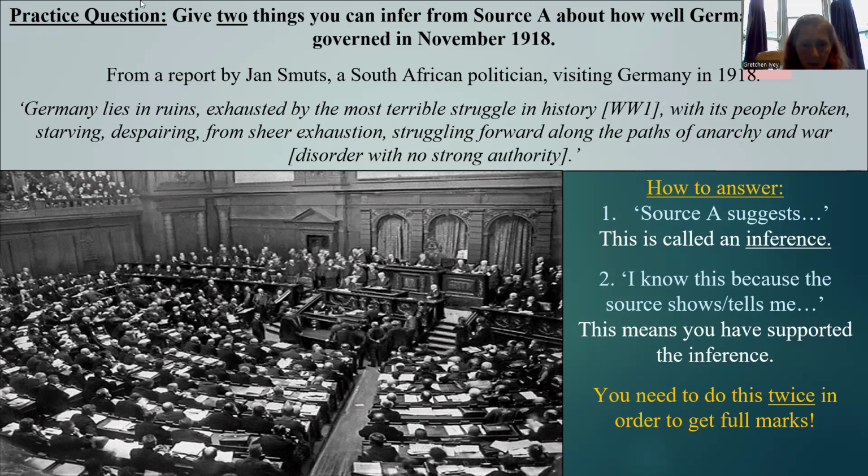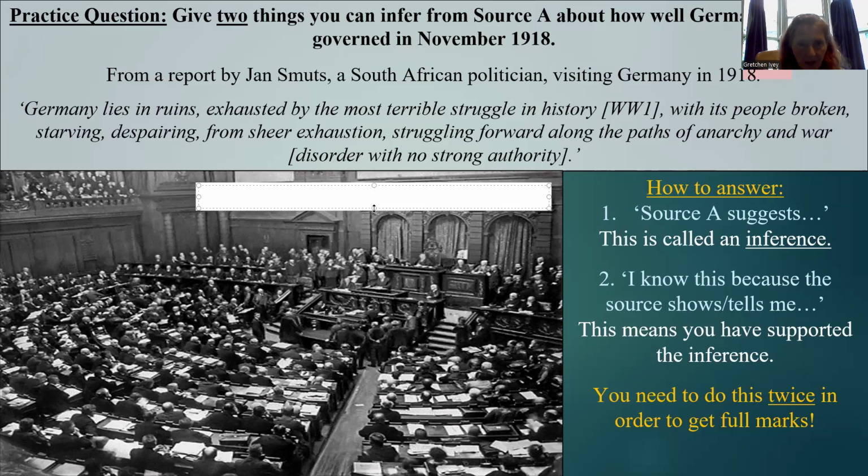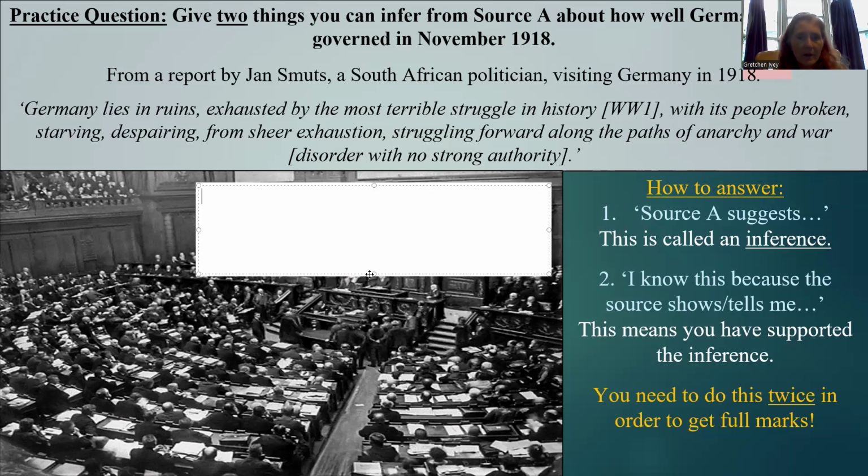Now our source is not the photo. Our source is what's written above by a man called Jan Smuts. And he was a South African politician visiting Germany in 1918. And he wrote about what he saw. So it says, Germany lies in ruins. Exhausted by the most terrible tragedy in history, World War I, with its people broken, starving, despairing from sheer exhaustion, struggling forward along the paths of anarchy and war, disorder with no strong authority.